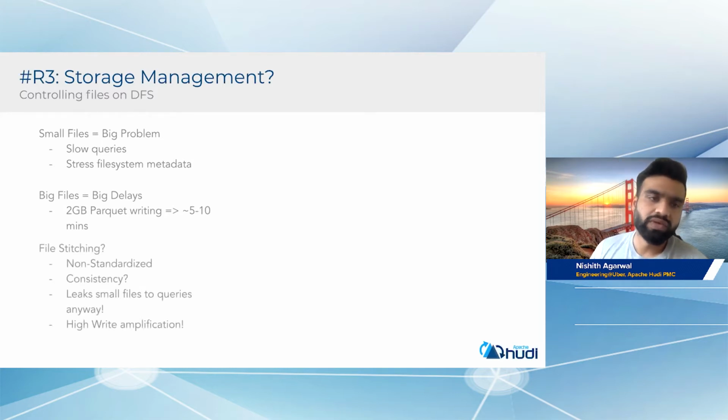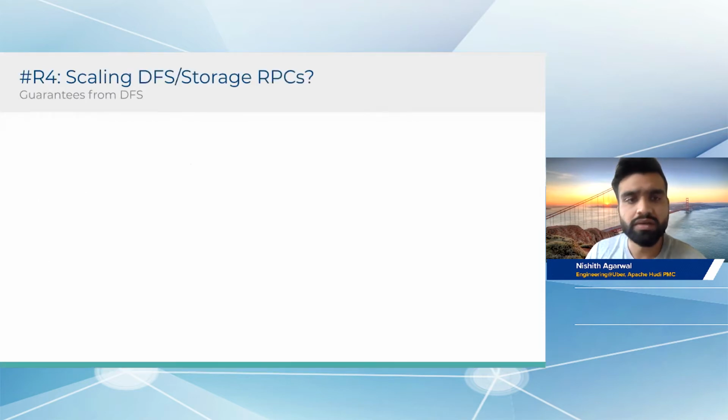So one of the ways to solve this is, hey, can we just do file stitching? We write small files, we stitch them together, create big files. This way, you don't have delays in your ingestion pipeline. But then, this leads to a very non-standardized way of doing it. How do you maintain consistency between the files that you wrote and the new files that you're writing? And it has a ton of write amplification. So you want to be able to solve some of these storage management problems that plague not just systems like HDFS, but also other cloud stores.